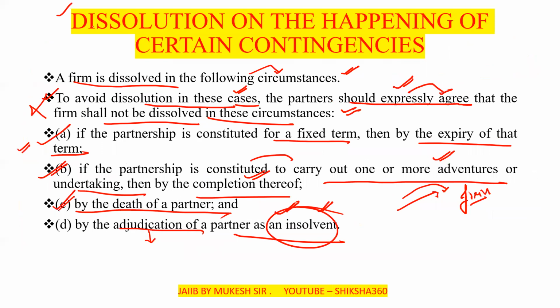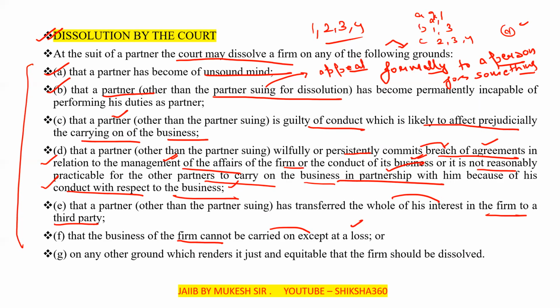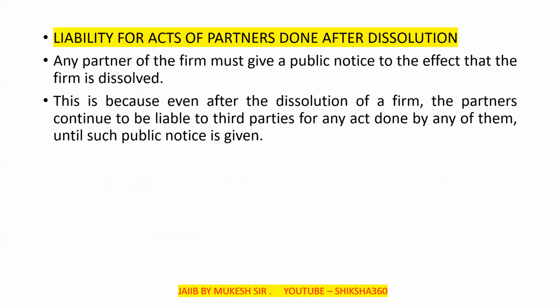That is dissolution on the happening of certain contingencies, and dissolution by the court. Now the next one is liability for acts of partners done after dissolution. What are the liabilities, or how will the partners be treated after the dissolution of the firm.